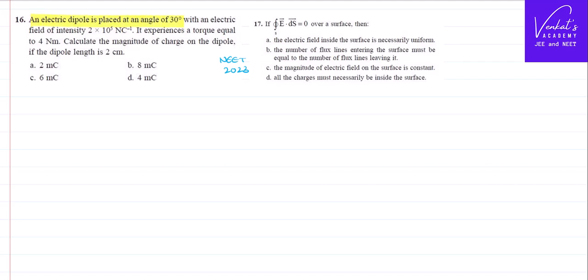An electric dipole is placed at an angle of 30 degrees with the electric field of intensity. The torque experienced is given. What is the charge? Here we shall understand what is actually happening.